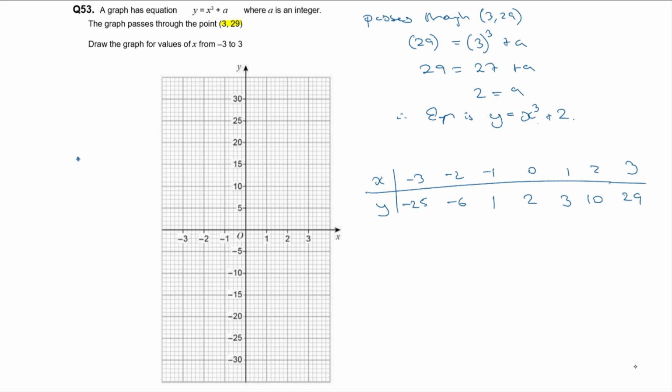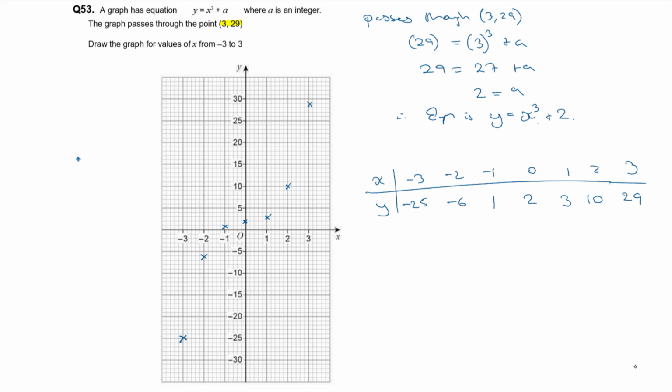So now I just need to plonk them down on the graph, don't I? So I've got -25 at -3, down here, and then -2, -6, it's going to be here, -1, 1, there, 0, 2, and then 1 goes with 3, and then 2 goes with 10, and then 3 goes with 29, like that.